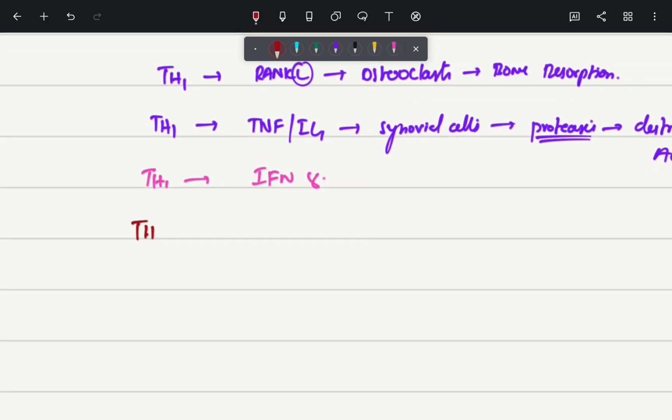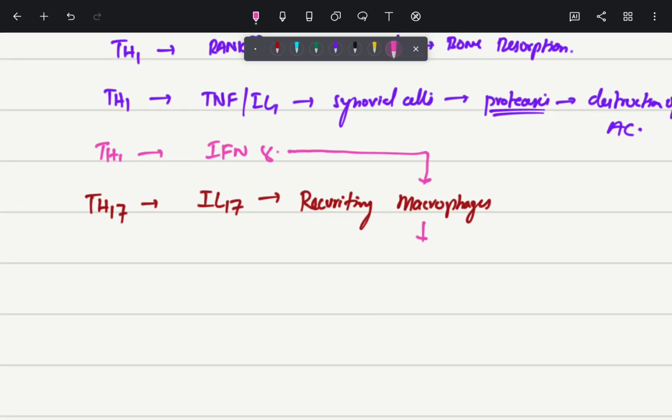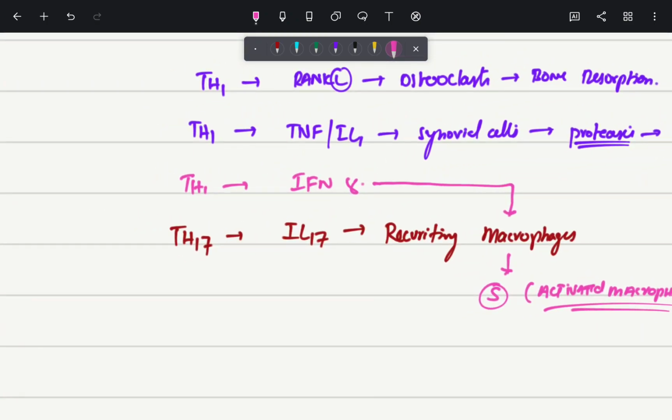Now the special cells were the T helper 17, which were producing interleukin 17, which were recruiting macrophages at the site of injury. Now the interferon gamma will go and stimulate these macrophages and convert the normal macrophages into super macrophages or activated macrophages. I hope you are clear with this pathogenesis. So this is how the articular cartilage was getting destroyed by all these events.